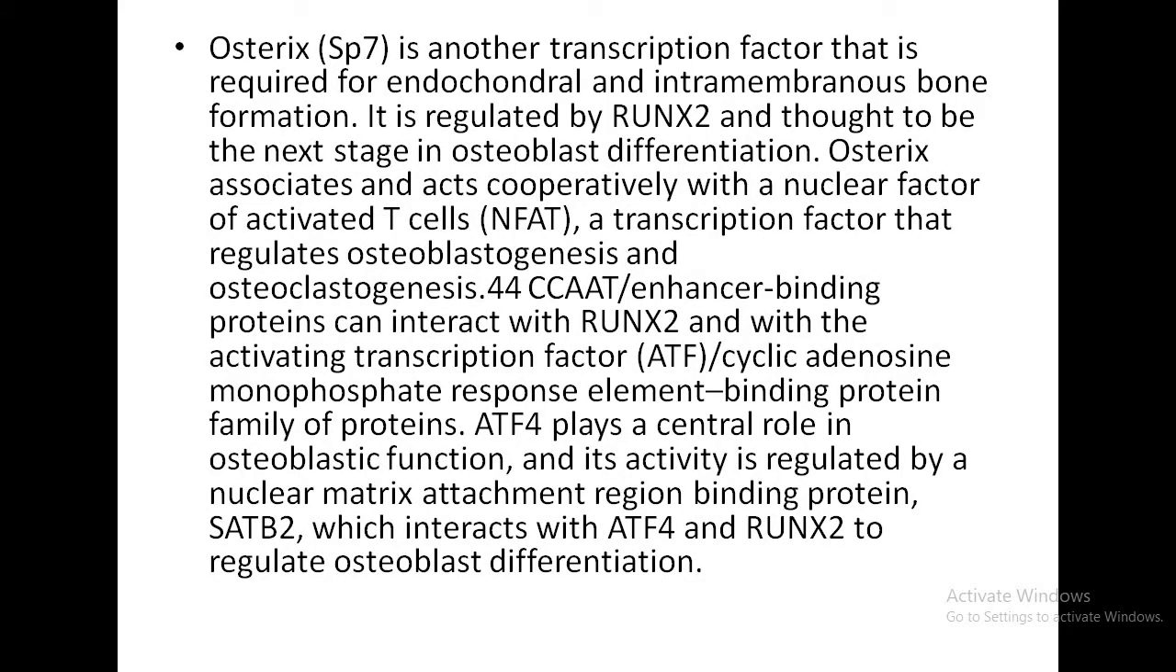So Osterix, SP7, is another important transcription factor, and it is required for endochondral and intramembranous bone formation. RUNX2 also regulates Osterix SP7. So it is the next stage in osteoblast differentiation. It acts cooperatively with the nuclear factor of activated T cells, called NFAT. So NFAT is a transcription factor. It regulates osteoblast formation as well as osteoclast formation.